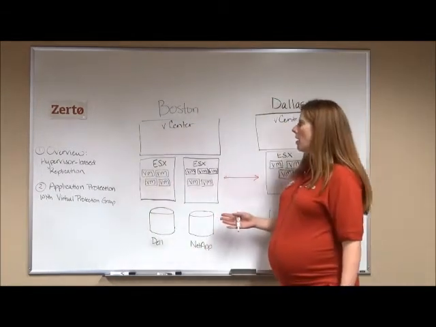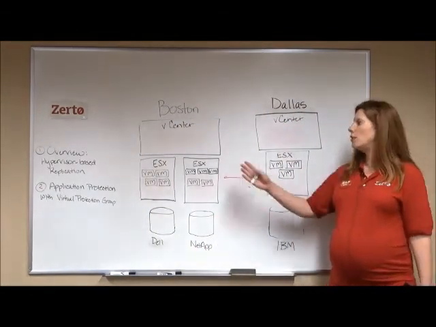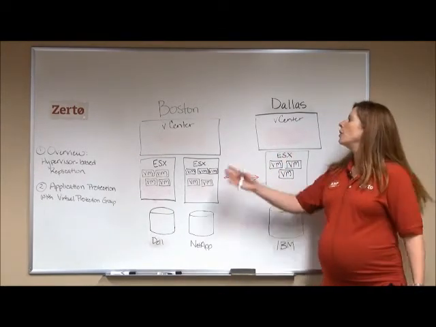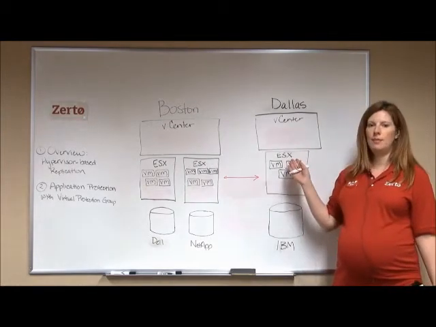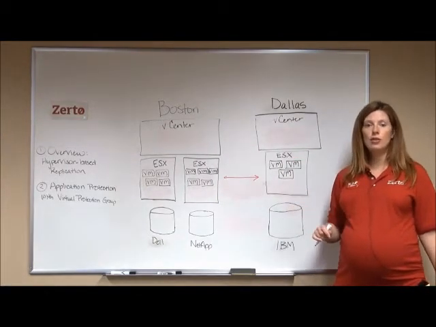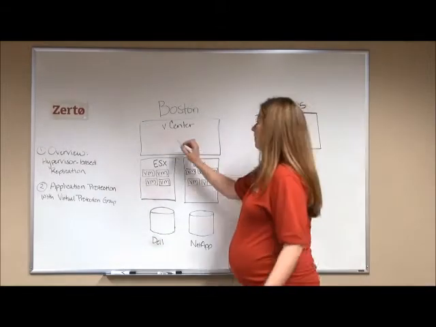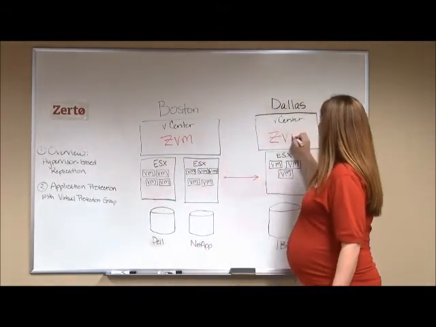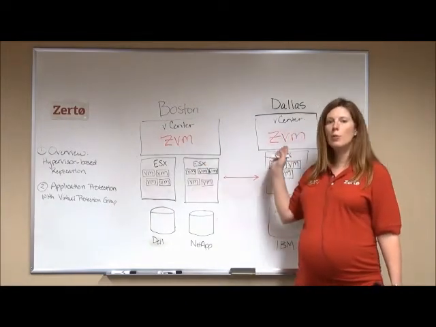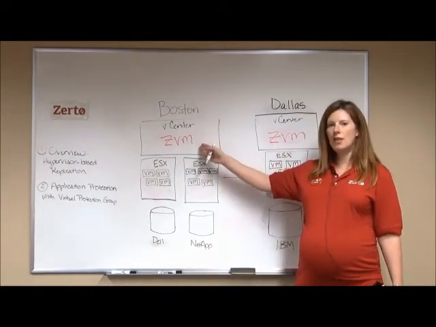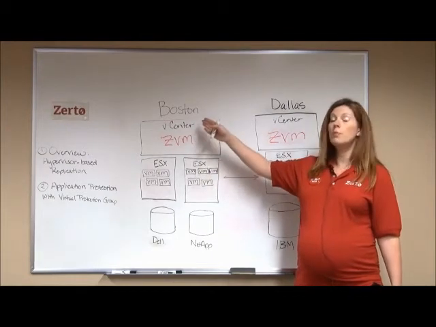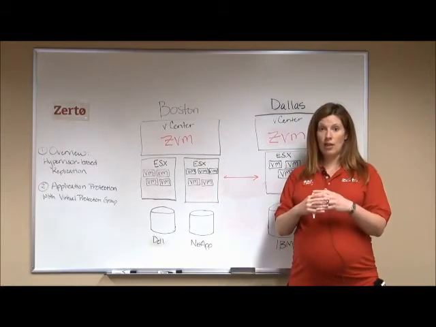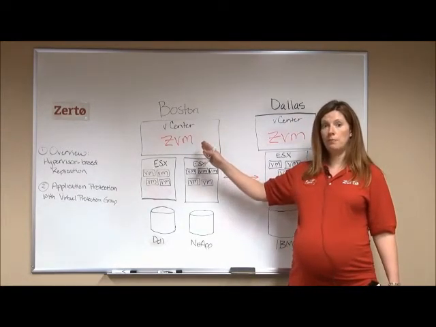So we're going to look at a simple architecture. I say simple because we have two sites here, and Zerto can protect multiple sites. So we have Boston and Dallas. The first component is the Zerto Virtual Manager. You can see one is required per site. It plugs right into vCenter, so it'll propagate alerts up to vCenter. This also keeps your management simple and centralized. Everything happens in one spot.